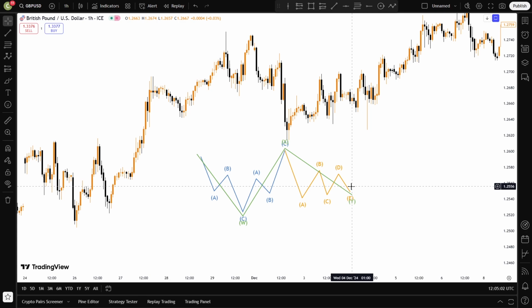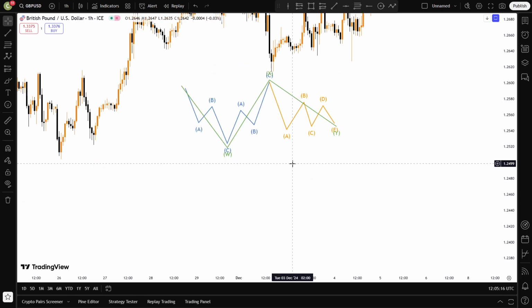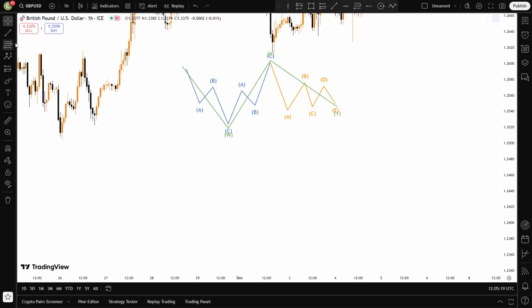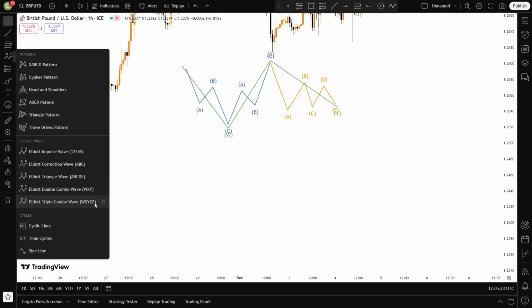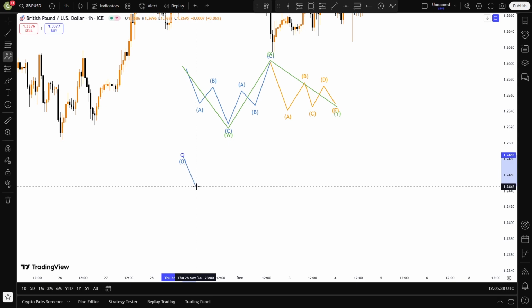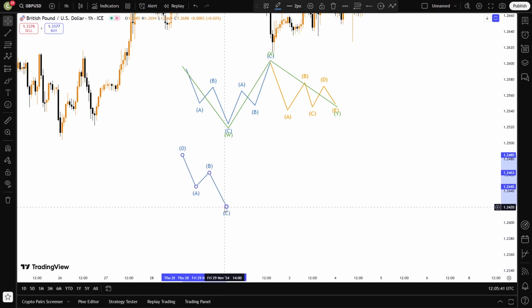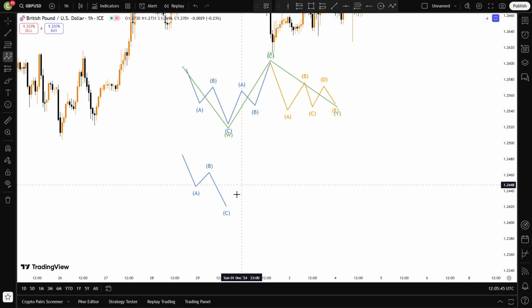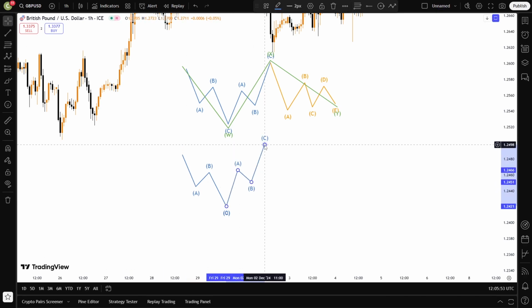Now a more complex scenario is one where you would have to use the Elliott triple combo. In this case, instead of the double combo, there's a triple combo. So you have 5 letters instead of the 3, and this is an example. Using the correction wave, we have our first wave here. This is our W, that's the starting point, and then we move to our next wave, that would mark our X.